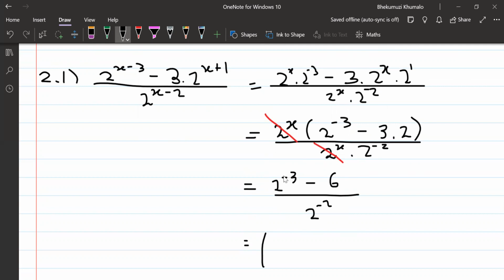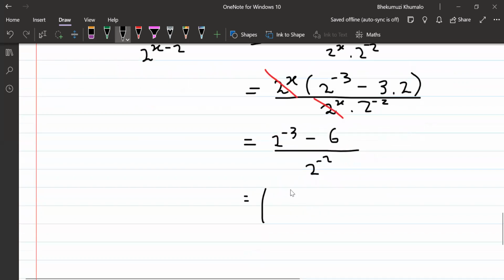So it's 2 to the power negative 3 minus 6, and 6 came from 3 times 2, right? Now, because this exponent here is negative, it has to become a fraction, right? And because they said we mustn't use a calculator, the best thing you can do is convert 2 to the power negative 3 into a fraction: 1 over 2 to the power 3.